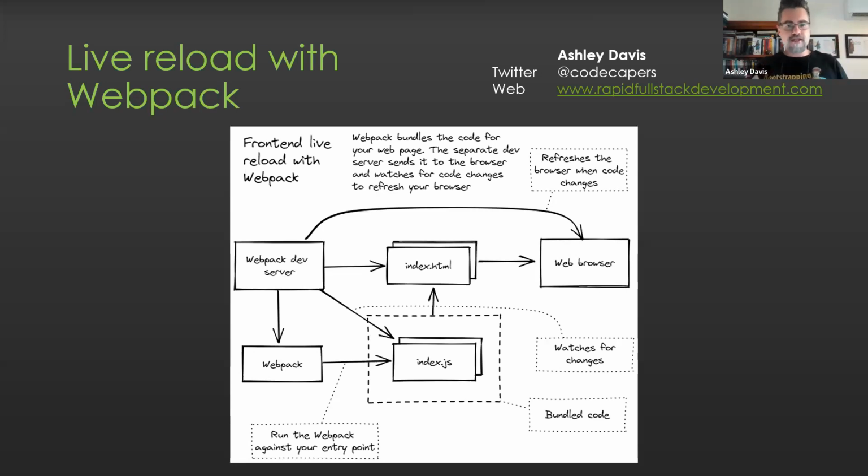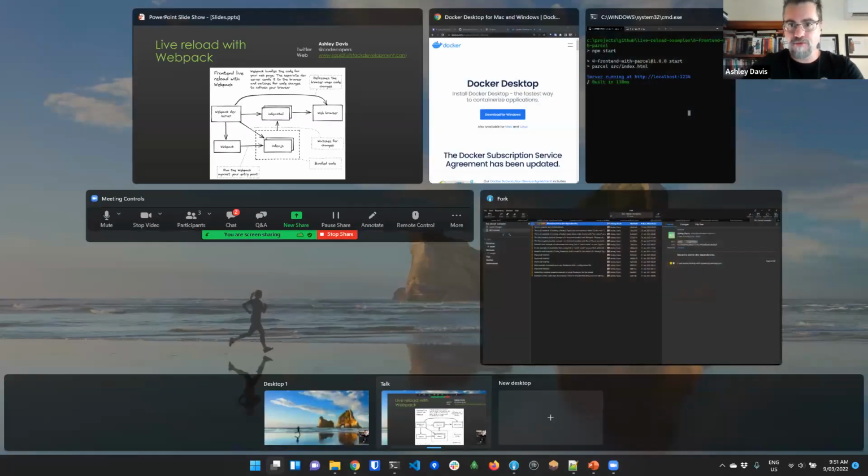So you can see in this diagram here that the Webpack dev server is going to be watching for changes in our code, and then it's going to trigger the Webpack CLI tool to rebuild our bundle, and then it's automatically going to refresh the browser to show us our updated web page. So let's have a quick look at this example.